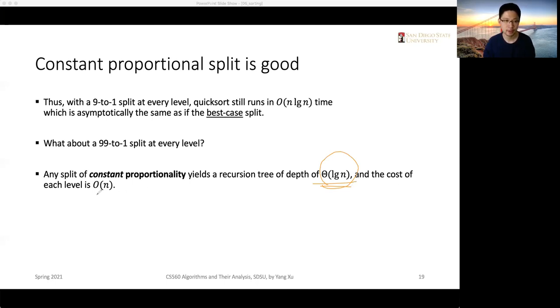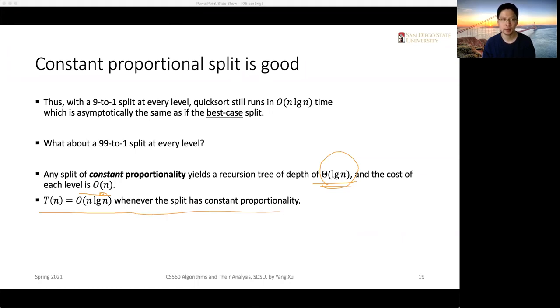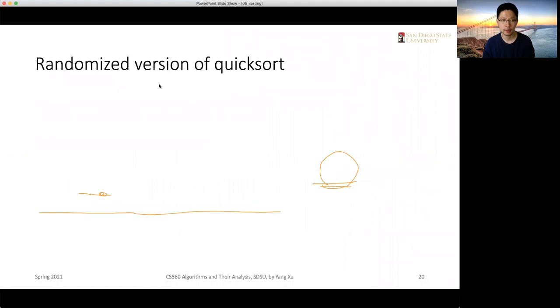And the cost for each level is also a linear function. So in total, it's big O of n times logarithm of n, no matter what the split is, as long as the split has a constant proportionality. Okay, so this is something we can know when we analyze the Quicksort algorithm.